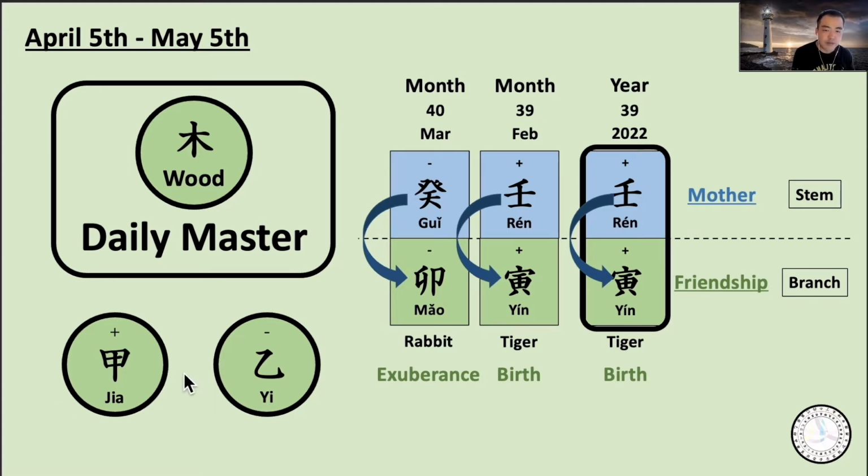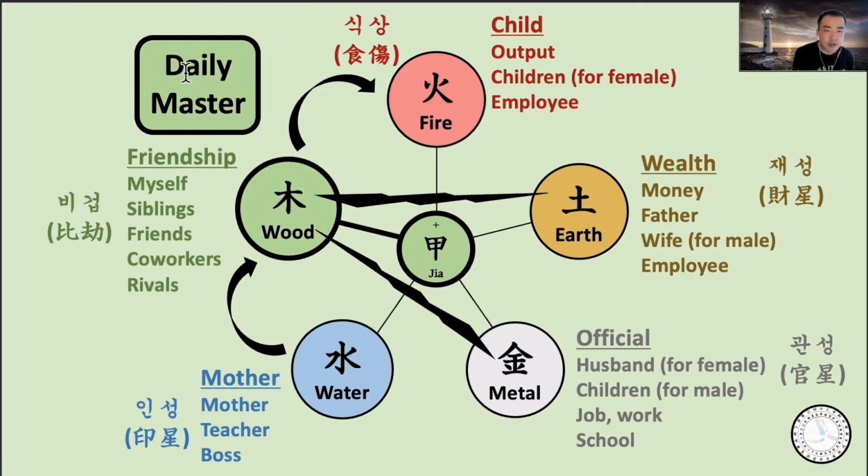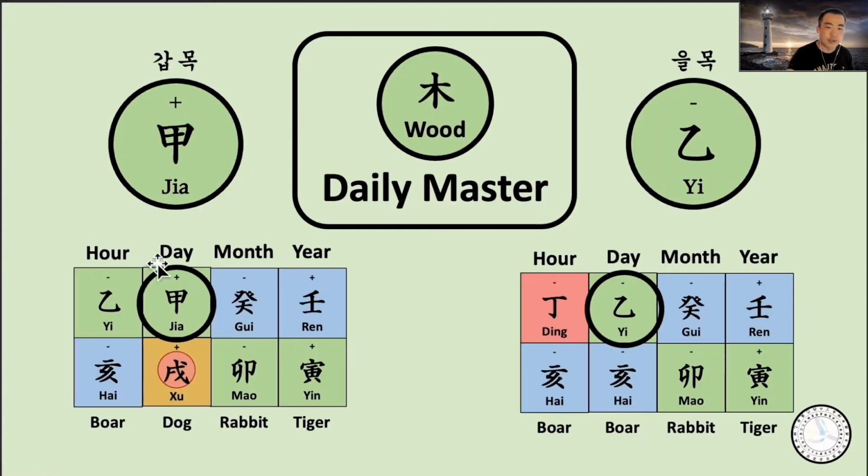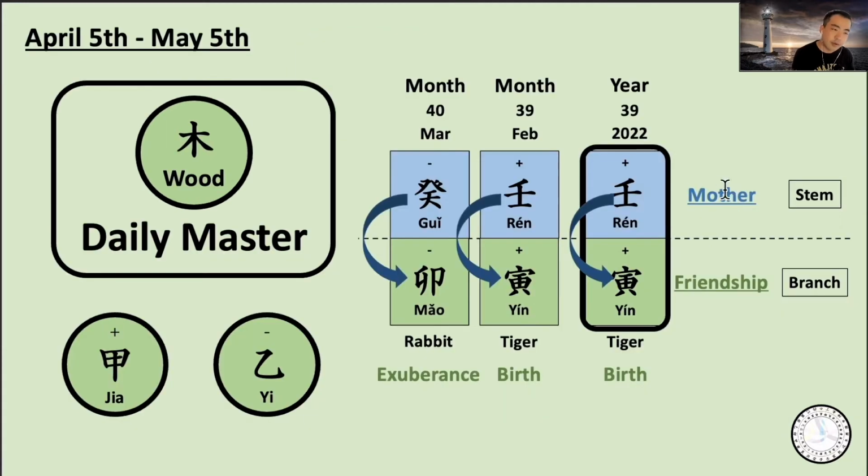And for wood daily master, the water is mother spirit and wood is friendship spirit, right? Let me show you another picture. For wood daily master, wood is friendship and mother is the element that generates the wood, the water. So that is mother spirit. To determine this, the wood daily master is my daily stem. My daily stem is wood. So I put the mother spirit on the heavenly stem and the friendship spirit on the earthly branches.